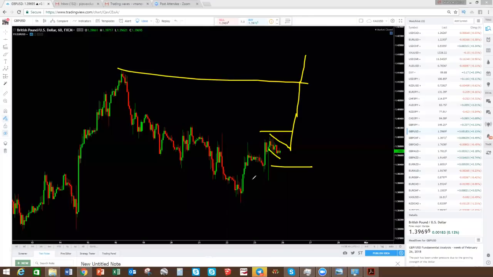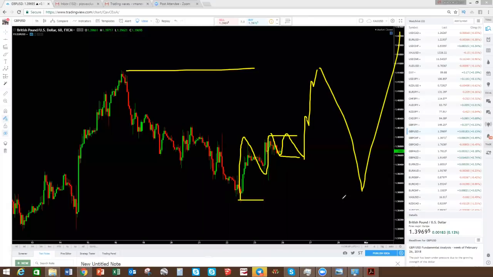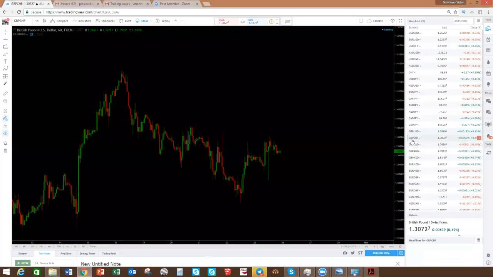Target that area first. Because what you have here is a 1, 2, 3 as well, which could be a 1, 2, 3 correction. Let me clean it up. You have 1, 2, 3. You can get a 1, 2, 3 before you get a move to that level, okay? What will that do? It will give you a bigger flat correction, 1, 2, 3, before it goes. Simple like that. That's pound US dollar.